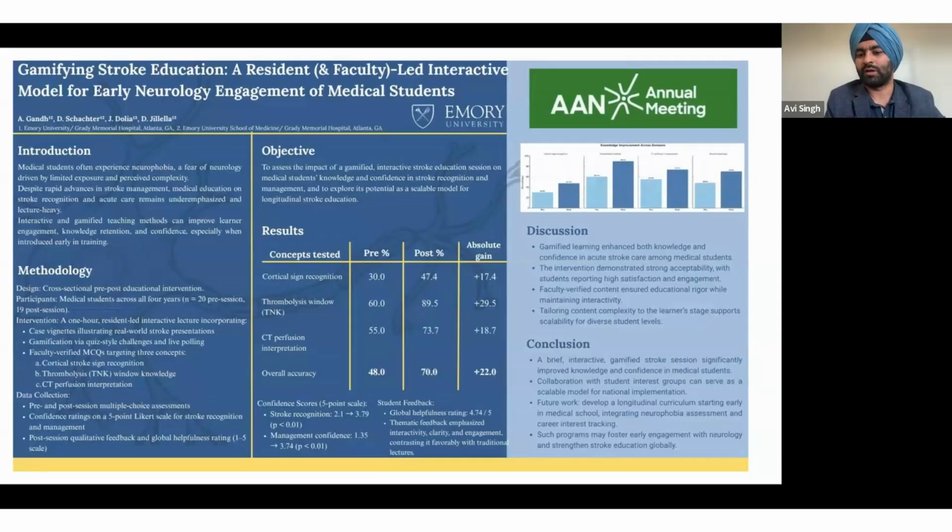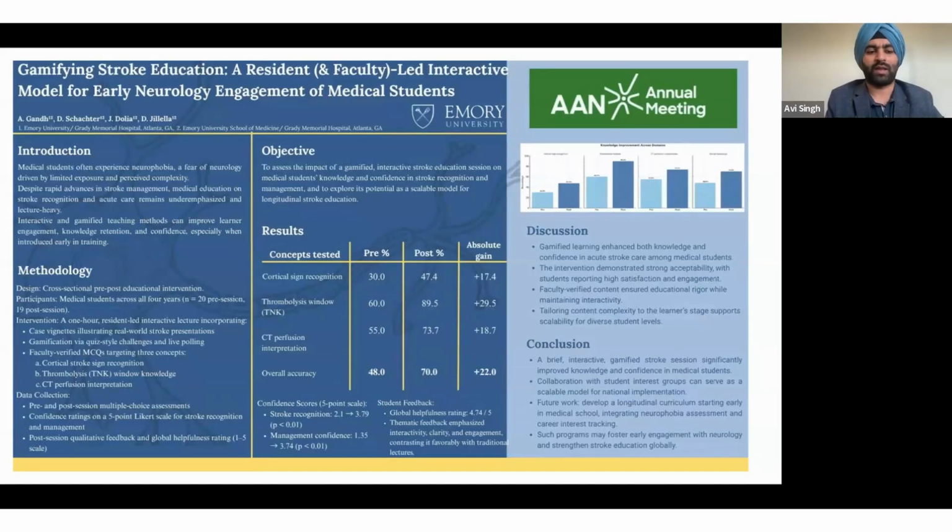The future work would include developing a longitudinal curriculum starting early in medical school, integrating neurophobia assessment and career interest designing. Such programs may foster early engagement with neurology and strengthen stroke education globally.